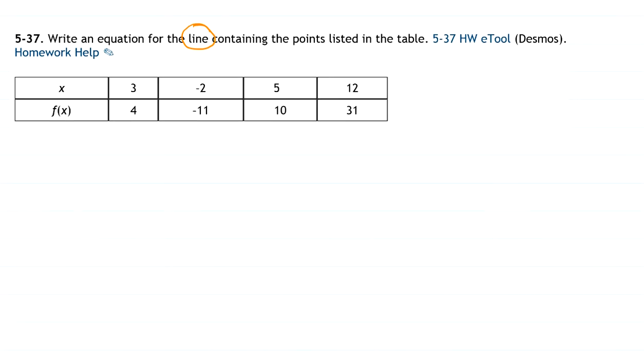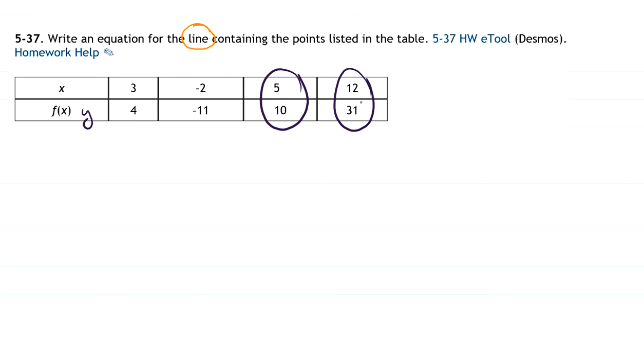And with that assumption, I'm going to pick two of the points. I'm going to pick this point and this point. You can see each of these has x and f of x, which is equivalent to y's, right? So x is the input, and when I put 5 into the function, it gives me 10. When I put a 12 in, it outputs 31.